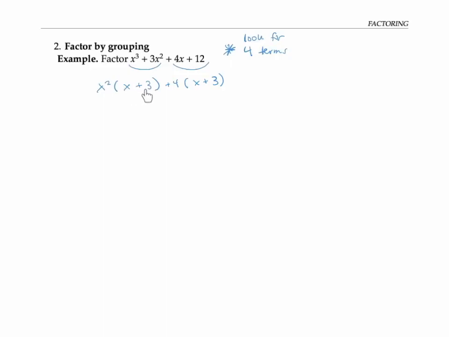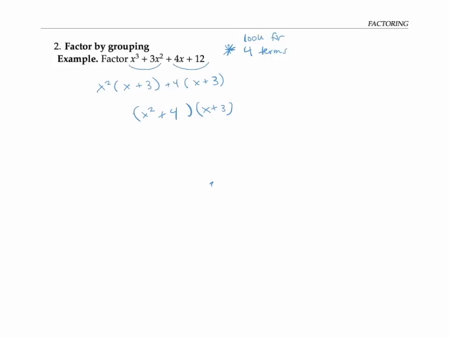Notice that the factor of x plus 3 now appears in both pieces. So I can factor out the greatest common factor of x plus 3. I think I'll factor it out on the left side instead of the right. And now I have an x squared from this first piece, and I have a 4 from this second piece, and that completes my factoring by grouping.